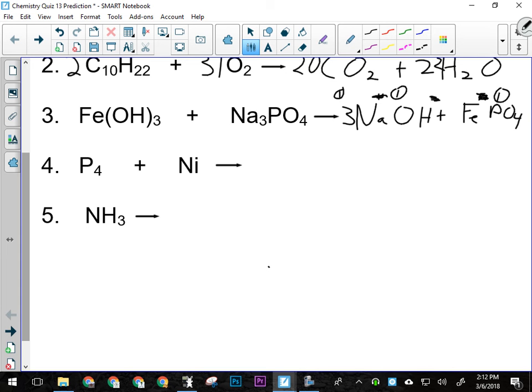Okay, on question number 4, I've got phosphorus reacting with nickel. What kind of reaction is that? Synthesis. What kind of compound is that going to make? Ionic, because nickel's a metal.